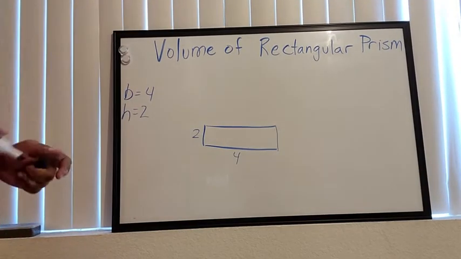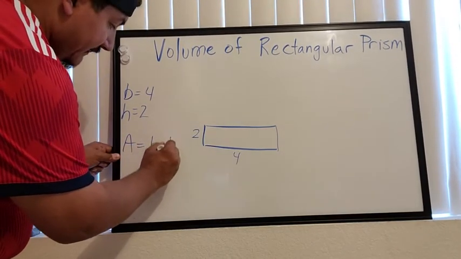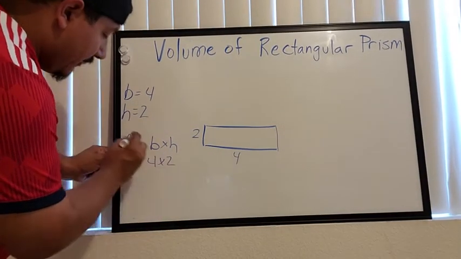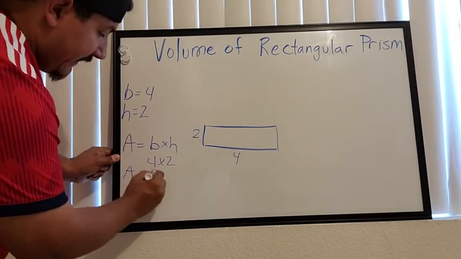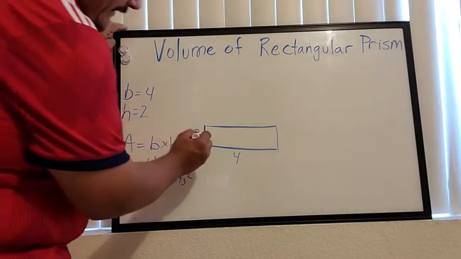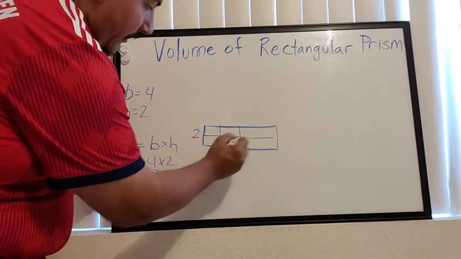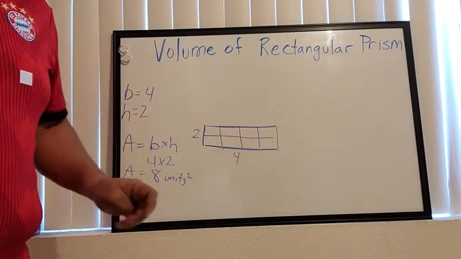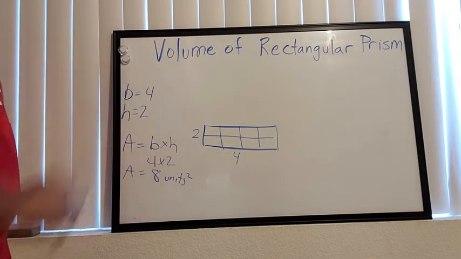Our base equals 4 and our height equals 2. And if we go back to our formula for area, area equals base times height. If we replace our values, 4 times 2, we know that the area for this rectangle is 8 units squared. And this is because if we divide this into 2 rectangles and into 4 different squares on this other side, we can see there's a total of 8 squares in this rectangle.